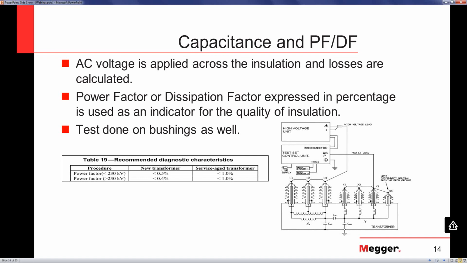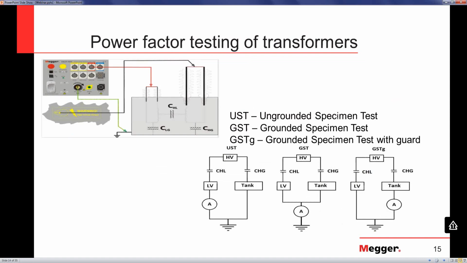And on the right you can see the circuit. So you have the power factor test set. The setup on the transformer would be the same. So you have the high bushings shorted, the low bushings shorted separately.